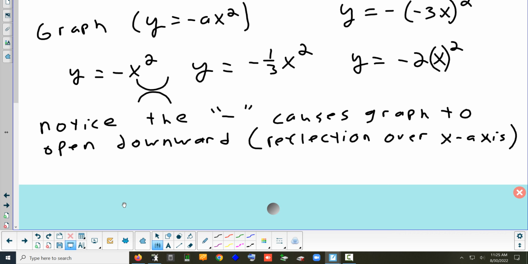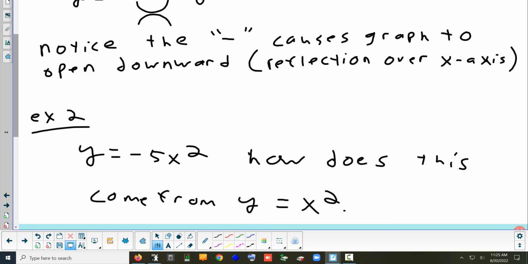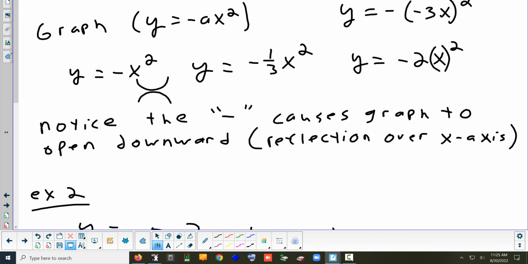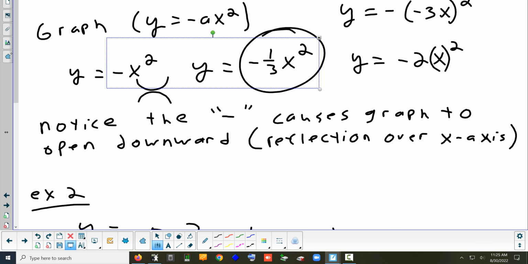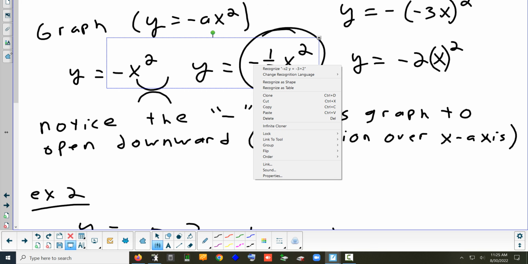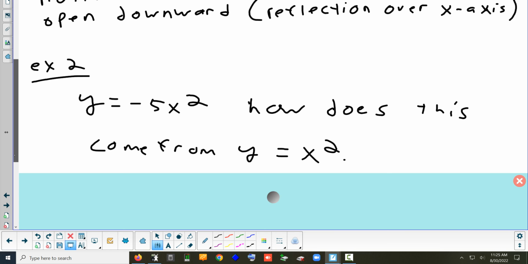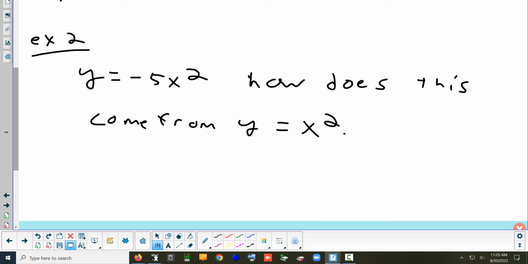Any questions on that? And do the stretches still apply? Yes. So in this particular problem, there are two transformations here. Vertical stretch by a factor of 1/3 and reflect over the x-axis. You read this negative and this 1/3 as two separate things. Basically tells you how to do this one.